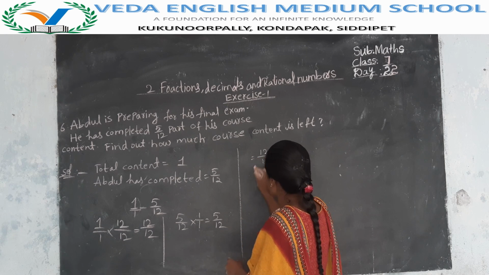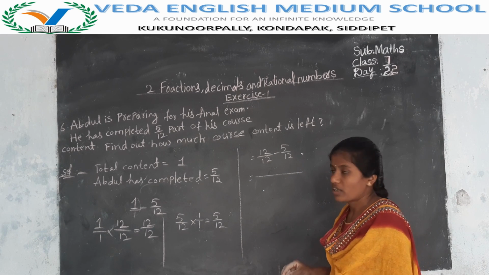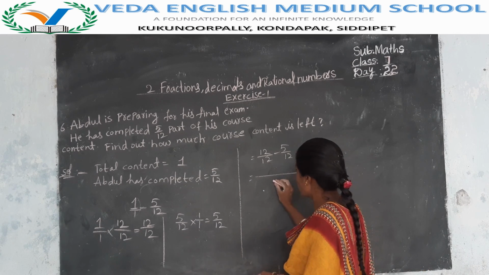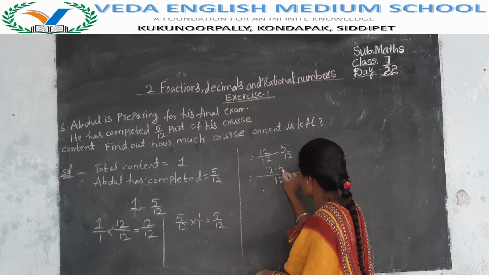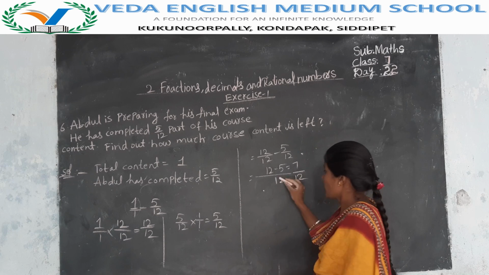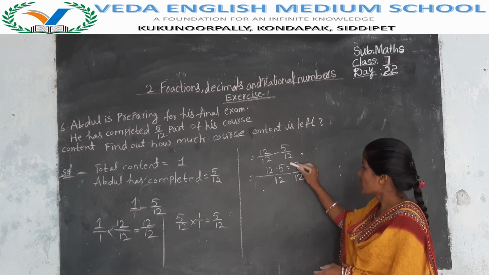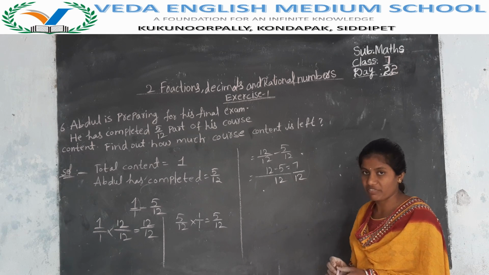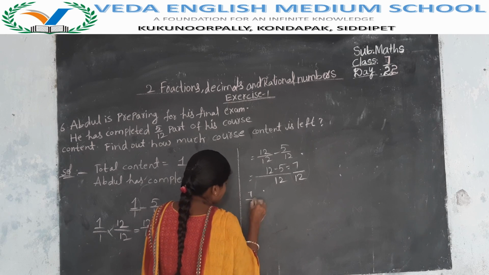Both the denominators are equal. If the denominators are equal, then the fractions are called like fractions. So both the denominators are equal, then take only one denominator. Then take 12 minus 5. 12 minus 5 gives 7. 7 by 12. So he has completed 5 by 12, more, 7 by 12 part is left. 7 by 12 course content is left.